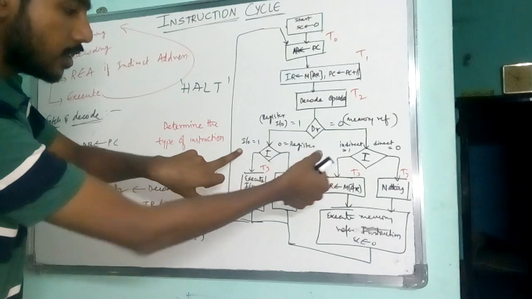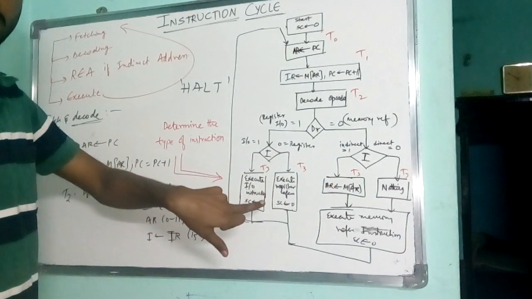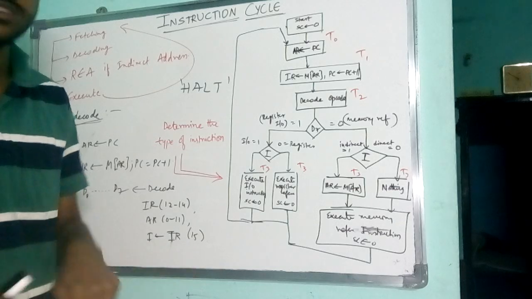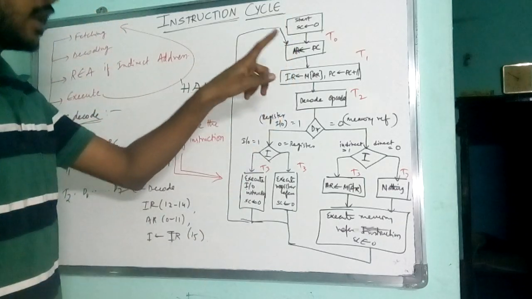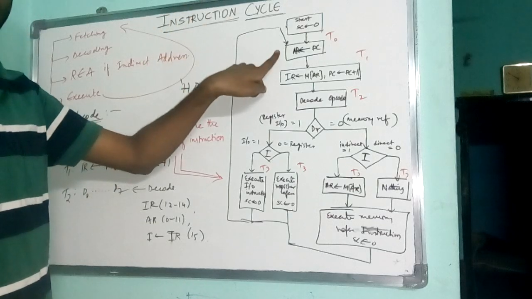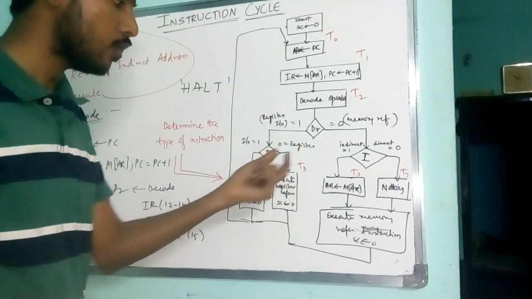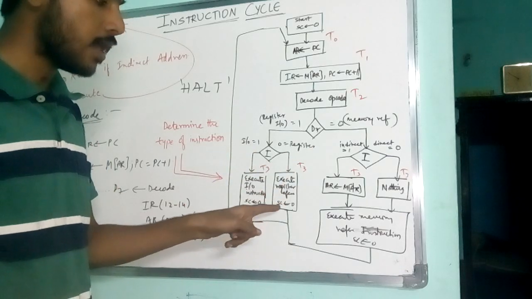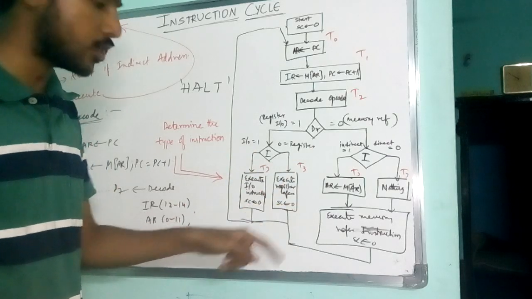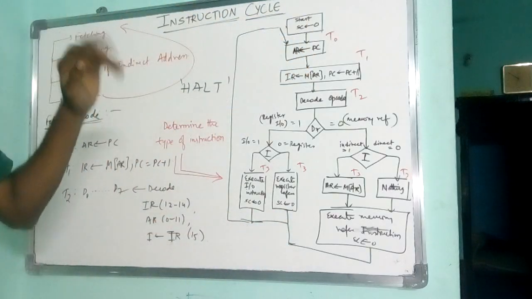So, this is my input output instruction. I will execute my instruction here and again I will make my SC to 0. After that, my process will be again from the starting. It goes to the starting point. The same case here. If it is 0, it is not input output, it is register reference instruction, and my SC is set to 0 and again it goes to the first part, that is fetching.